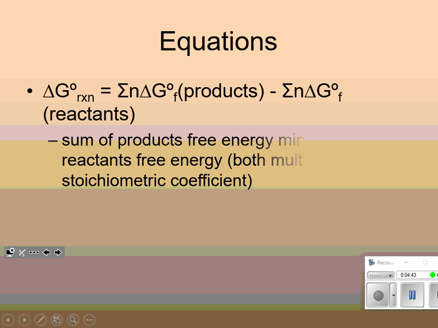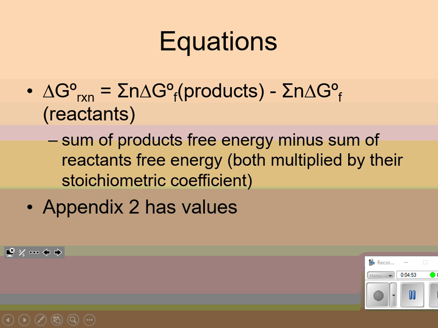Again, I don't think you have to write this down. This is just reminding you of what this means. This is the sum of all the product free energies minus the sum of the reactant free energies multiplied by their stoichiometric coefficients. And in our textbook, this is in Appendix 2.